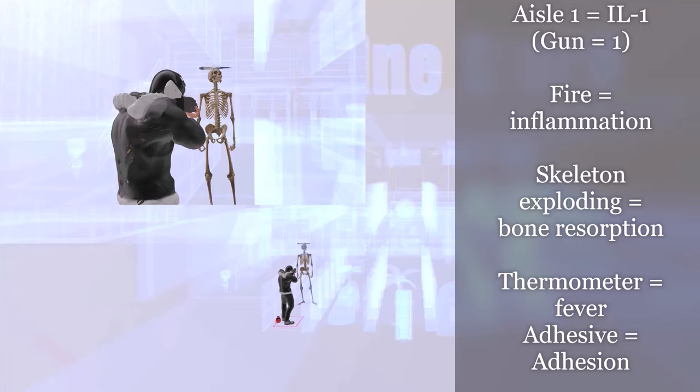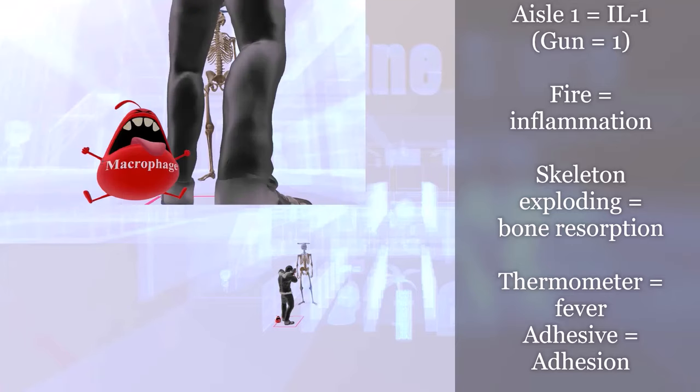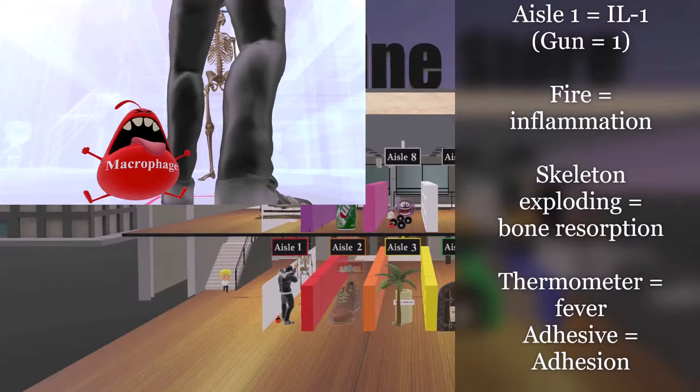Before we get to aisle 2, we note this macrophage guy randomly on the floor over here. This macrophage guy is going to represent cytokines secreted by macrophages. So we're going to see this macrophage guy in aisle 1, aisle 6, and in other aisles, as we'll see soon. Let me describe to you now what I saw in aisle 2.